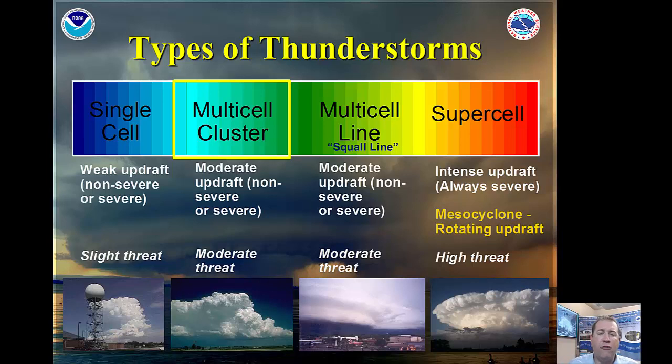Thinking back to that diagram I showed in the previous part, types of thunderstorms, we're now up to the multiple cell. We're increasing our updraft, again that's that air rising, and we're also increasing our shear. And because of that, our threat for severe weather is now increasing.